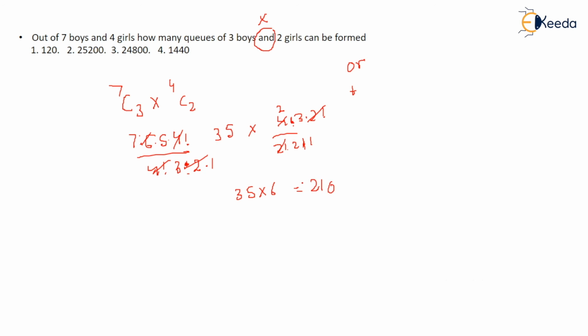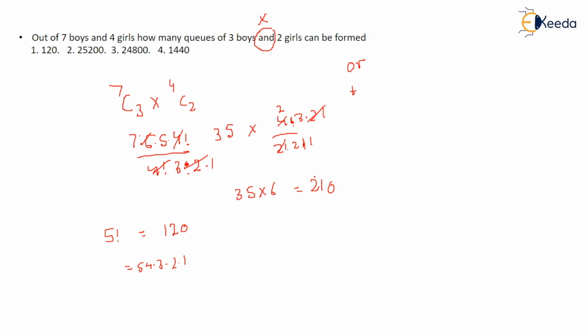And 210 is the number of ways of selecting 3 boys and 2 girls out of 7 boys and 4 girls. Now we have to see the number of queues. So how many people do we have to arrange? 5 people, and I can arrange these 5 people in 5 factorial ways, right? So 5 factorial means 5 into 4 into 3 into 2 into 1. This value comes out to be 120.